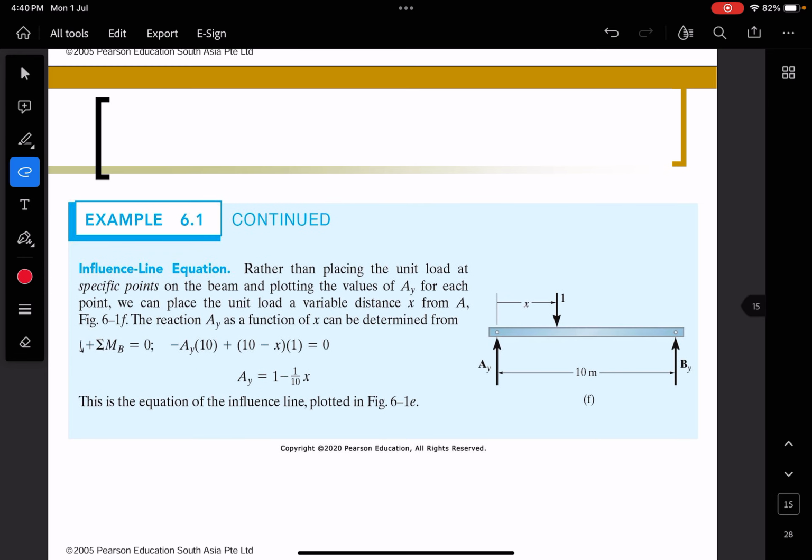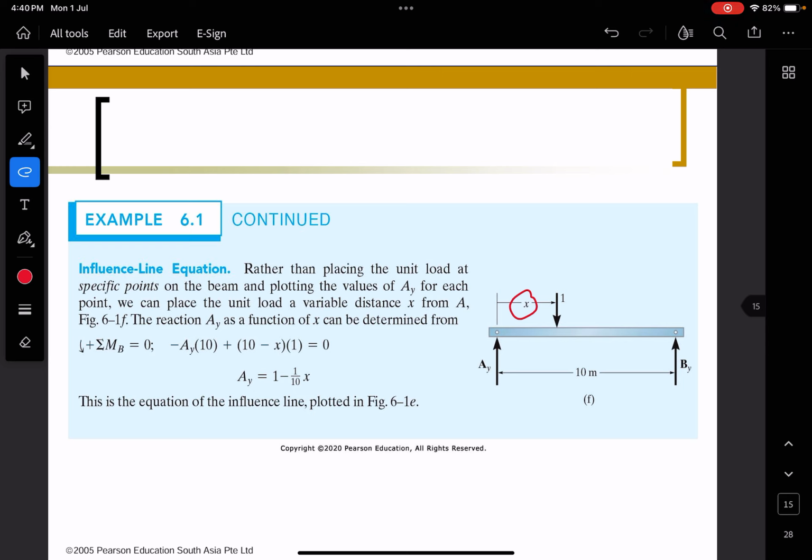You can also construct the influence line at A using the second approach, which is using influence line equations. Yeah. As mentioned just now, influence line equation means that you can put your 1 unit at any distance. So you can call the distance as x. Yeah? So by putting 1 unit at any distance, x. So then you do summation moment like this.